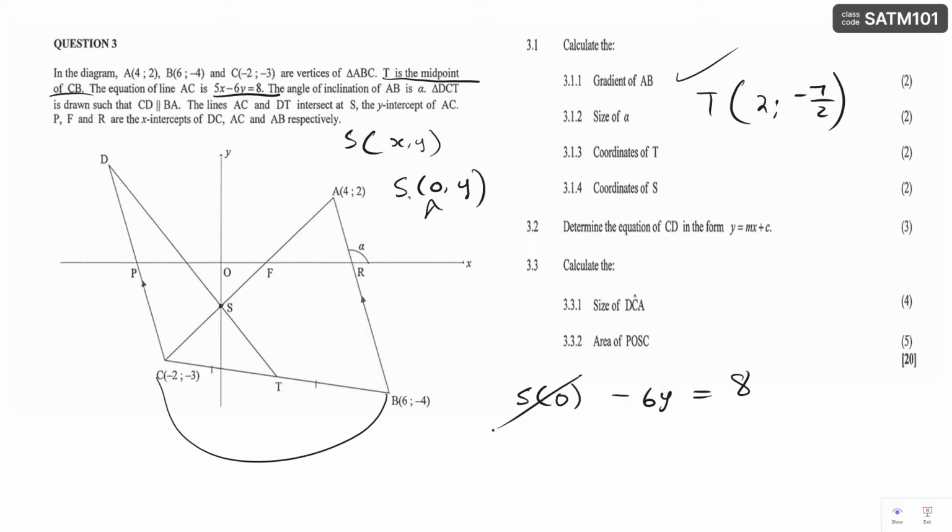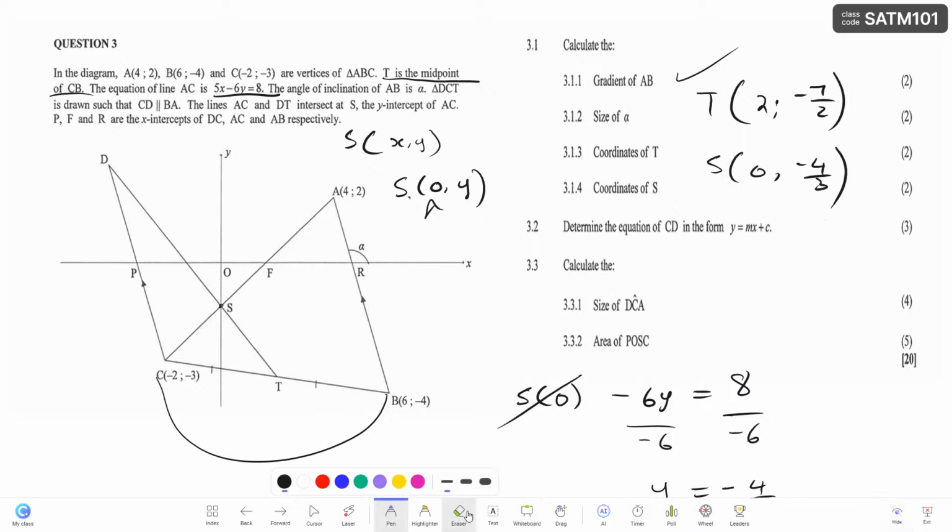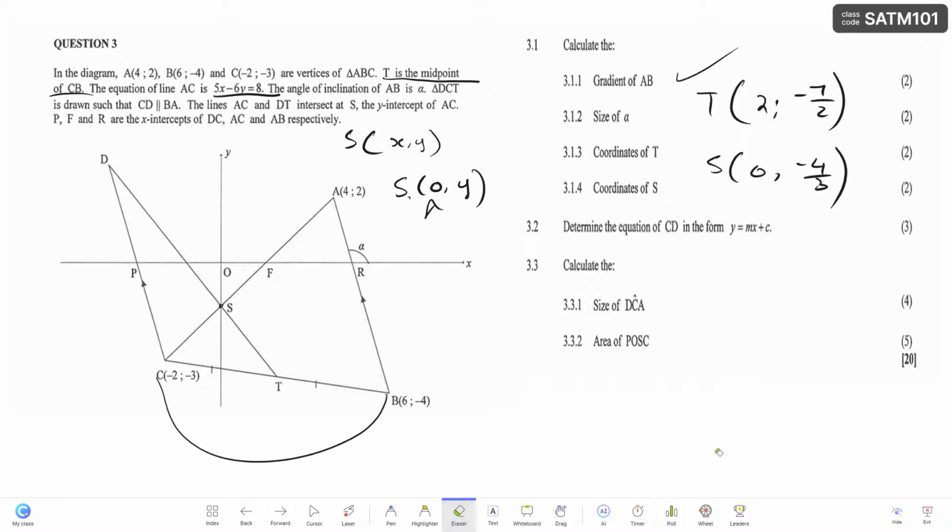So this one is going to cancel. Now we have -6y is equal to 8. And then divide here by -6, divide here by -6. So we have y is equal to 8 divided by -6. So our y is going to be -4/3. So our S value is what? It is (0, -4/3). So if you don't understand, please comment down so I can clarify.